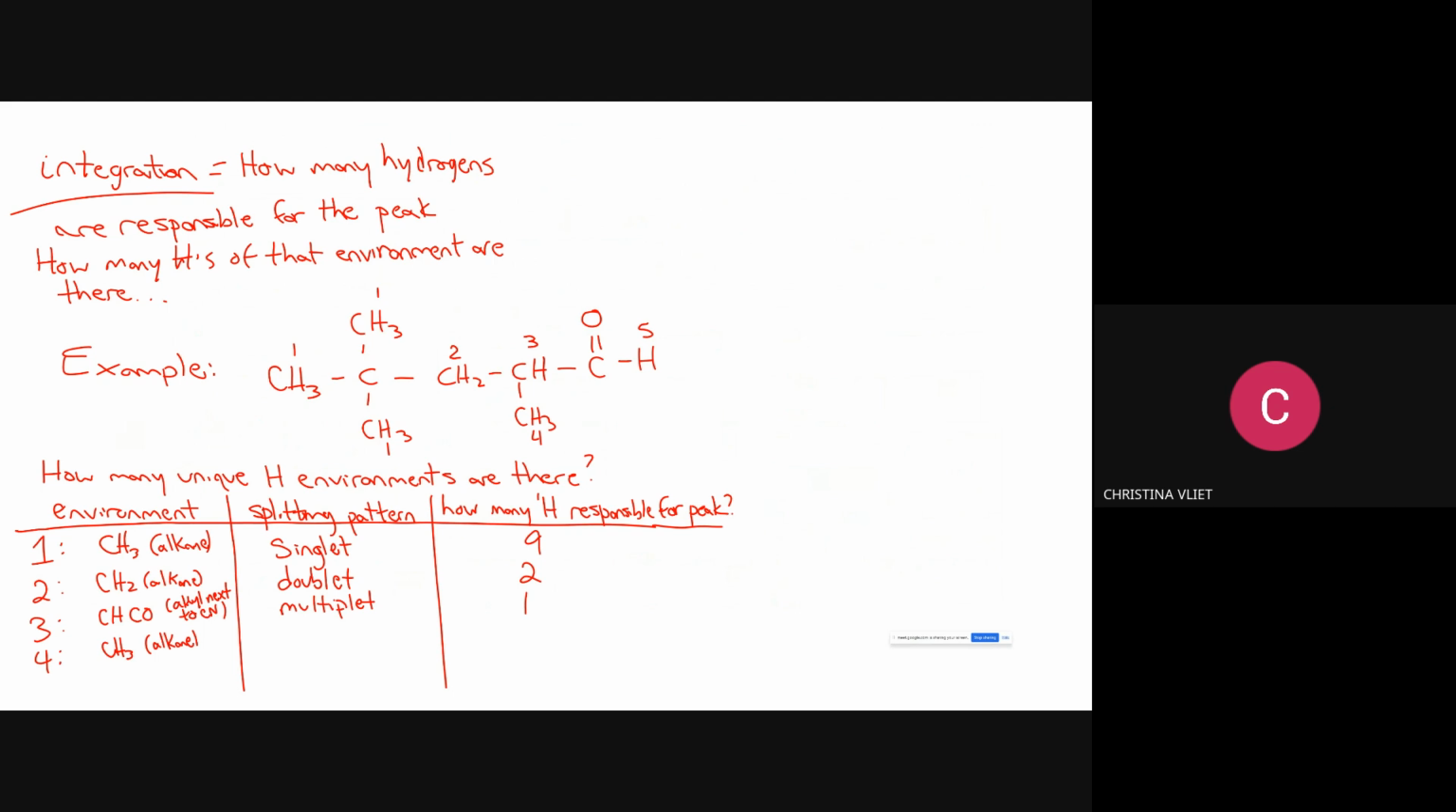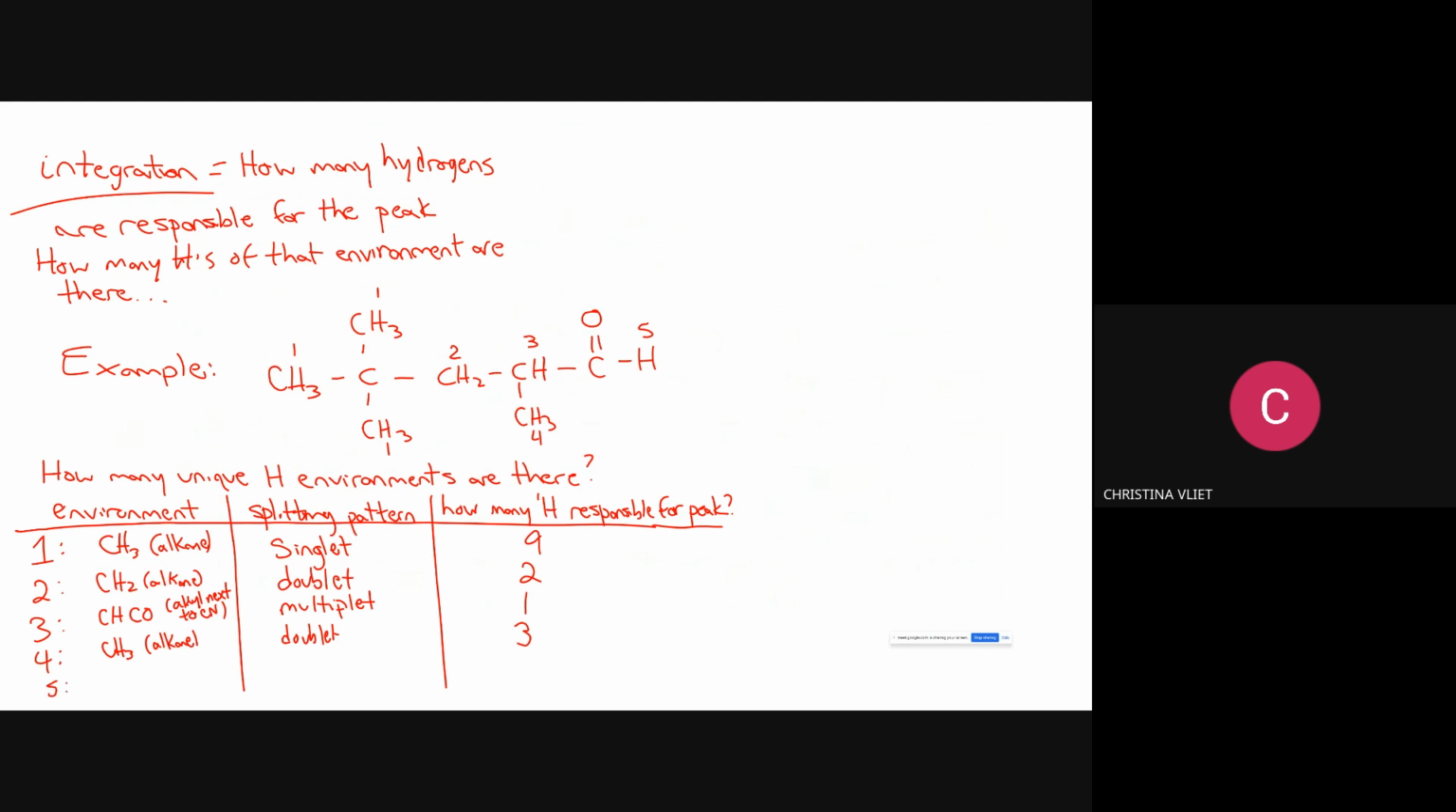This one right here, number 4. What is its splitting pattern? Doublet. Because it's only got that carbon with that 1 hydrogen. So this is a doublet. And how many hydrogens are responsible for peak 4? 3. It's just how many hydrogens does it have when it says how many are responsible for that peak.